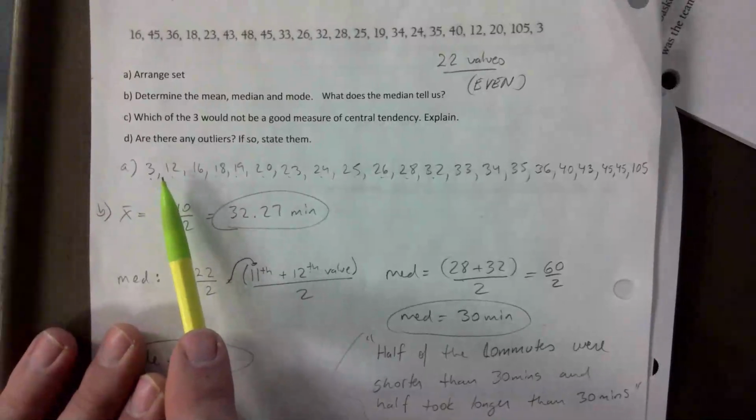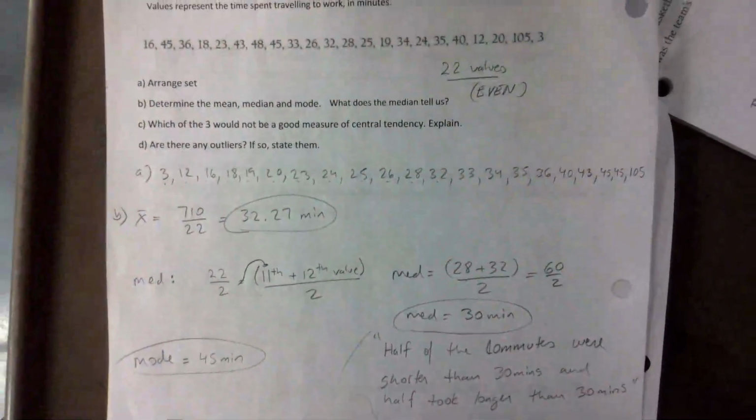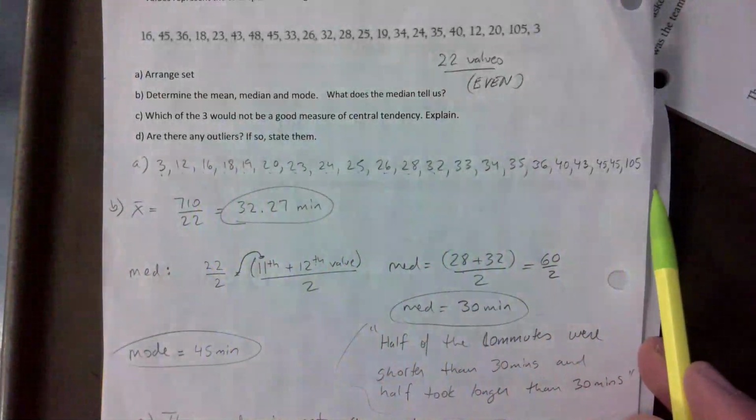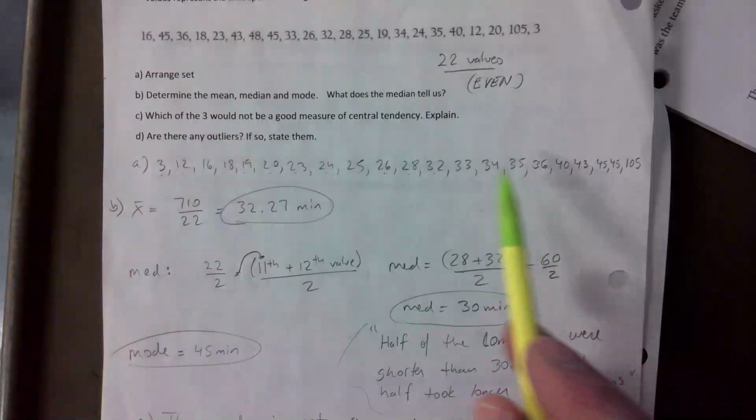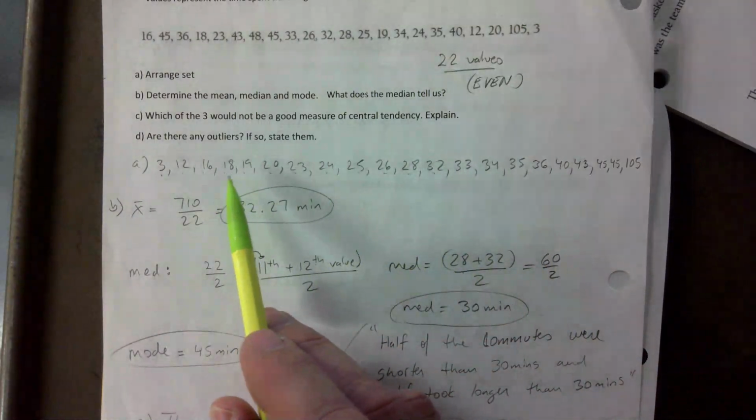So arranging, if you arrange this properly, I go from smallest to largest. That's called ascending order, right? And so you arrange it like that. This could be done on a number line, to be honest, where it's to scale, but that doesn't matter.